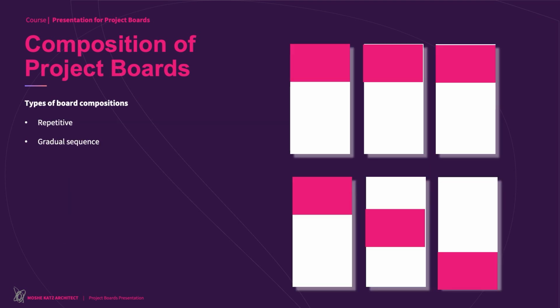So what are the types of board compositions that we have? We have the repetitive type, which means that we put the main image or the strongest image in the same place on each board. So it's repetitive, we know exactly what to expect, there are no surprises, and it's usually on the top. You can put it on the bottom, you can put it in the middle, but usually it's put on the top because it has a stronger influence. Then we have the gradual sequence, as you see here in the bottom. So we start at the top and go slowly towards the bottom part of the other boards, and it gives us a dynamic, gradual feeling of the project progress.